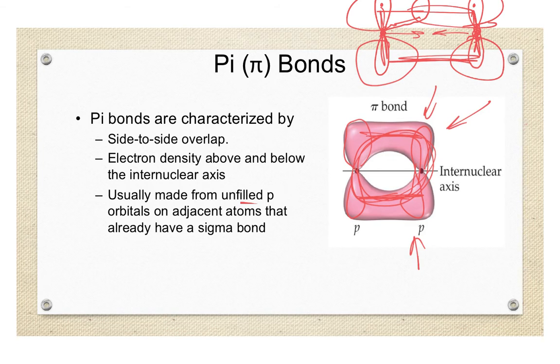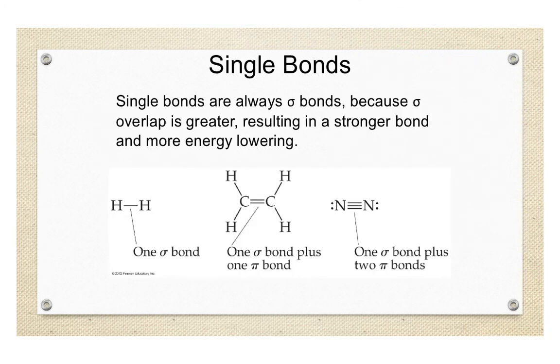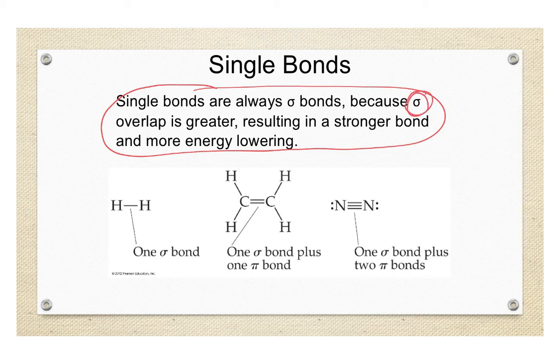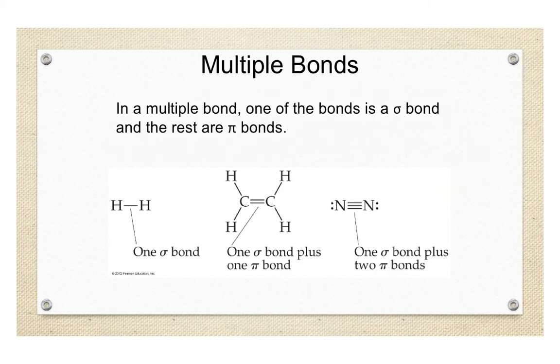That's how we get double bonds and triple bonds. Okay? So single bonds are always sigma bonds, because overlap with a sigma bond head to head is greater, and so that's going to create a stronger bond and lower energy. They're just coming in straight head to head. That's a nice strong overlap right there, and so it tends to be a stronger bond with greater energy lowering happening as a result.